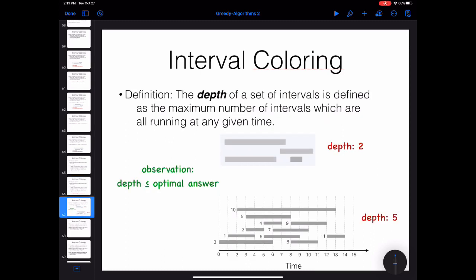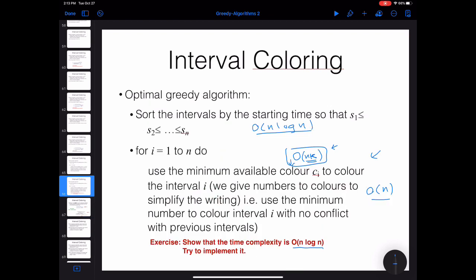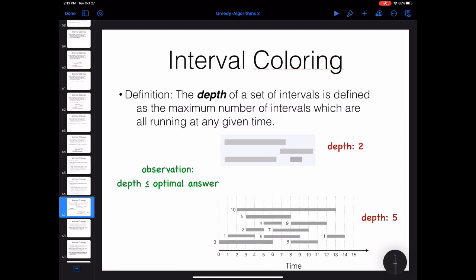So let's go to the proof of the optimality of this greedy strategy. The greedy strategy was to sort the intervals based on the starting time. I'm going to prove that. But before going to the complete proof, I'm going to give you one definition, which is the depth. Over a set of intervals, I will define the depth to be the maximum number of intervals which are all running at a given time.